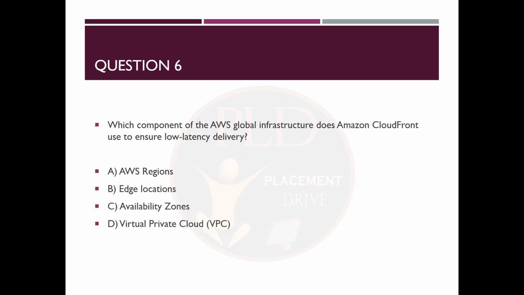Now let's look into the sixth question. Which component of the AWS global infrastructure does Amazon Cloud use to ensure low latency delivery? Option A is AWS region, option B is edge locations, option C is availability zones, and option D is virtual private cloud.